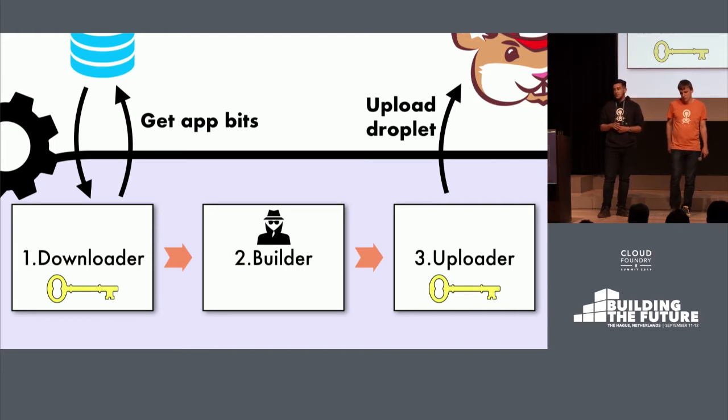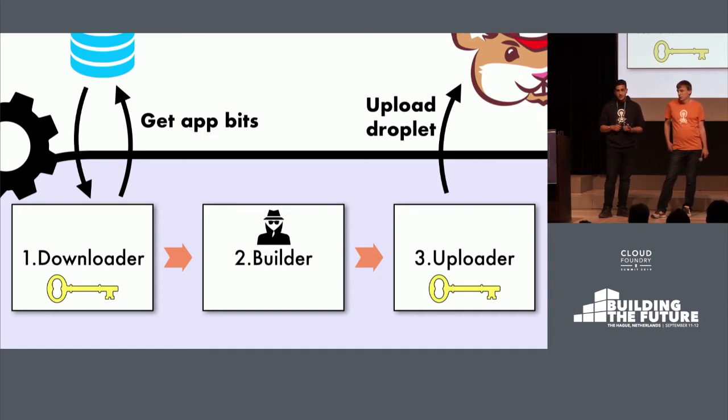Since both downloader and uploader are required to have some certificates present on the container, because they need to connect to blob store and bit service, if the builder step was actually running in the same container, then in theory, some custom build pack can access these certificates and can use them for bad things. So that's why we completely shut that off and run it in a separate container.